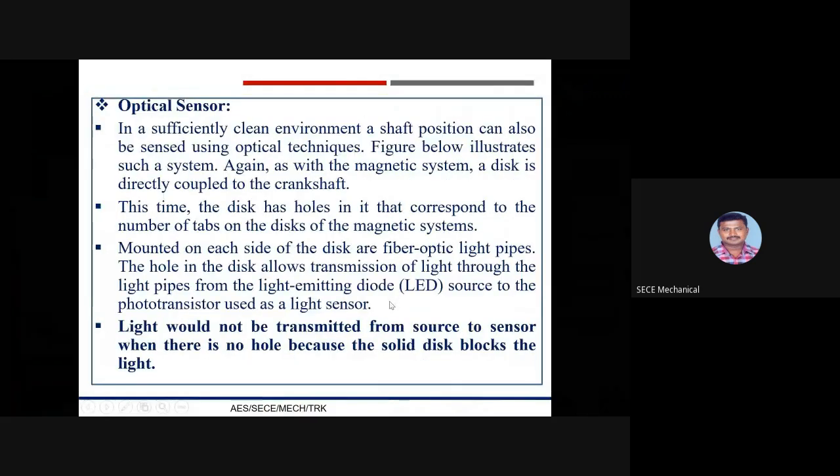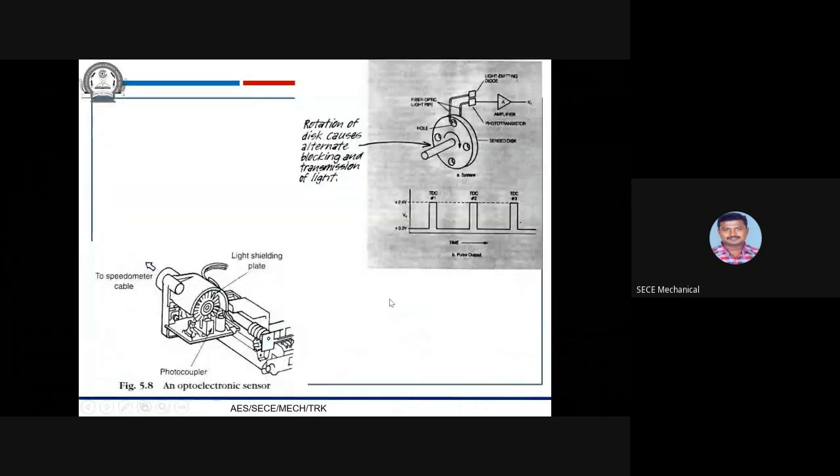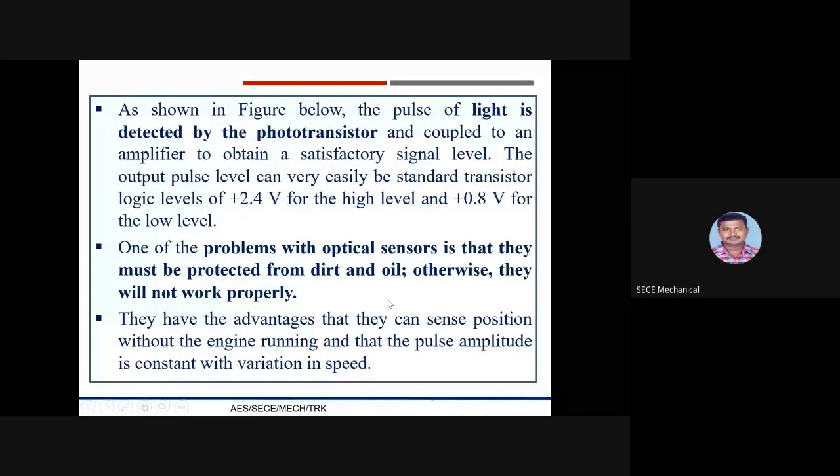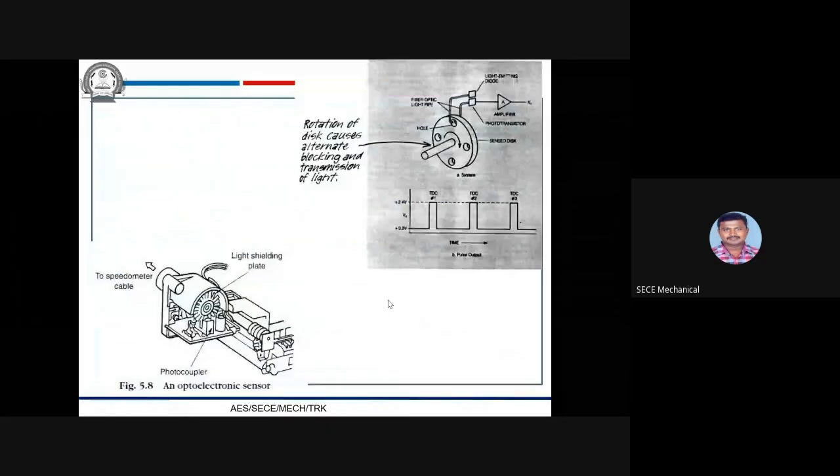You can see the figures. Here the pulse of light is detected by the phototransistor. These are the important parts. This is a shaft, and the rotation of the disk causes alternate blocking and transmission of light. This is the sensor disk, which has many holes. Here we have the light emitting diode and the fiber optic light pipe.